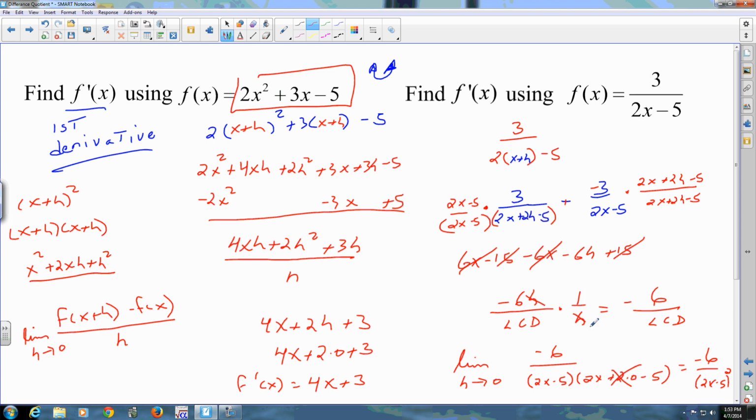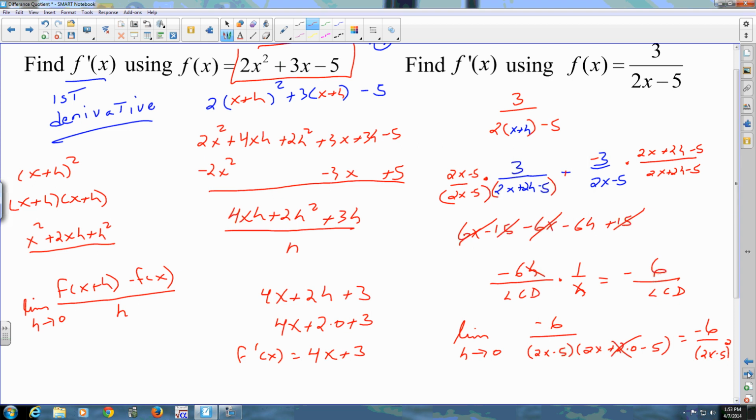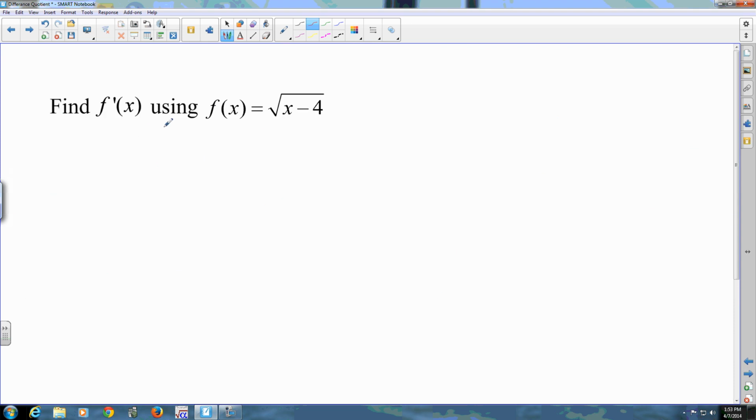So, okay, I know getting common denominators is kind of a pain. It's been since first quarter since we've done it, but you guys still know how to do it. It's there. You just have to dust it off. All right, let's try this one. Find the first derivative using this.